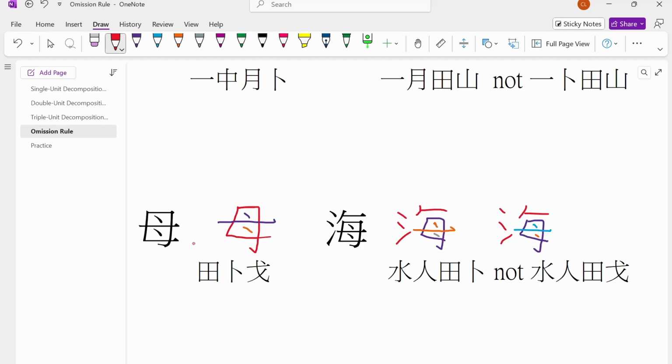As another example, the character Mo is decomposed as Tin Buk Guo. The dot is the final part of the character. But in the character Hoi, the crown becomes the final radical, so it's decomposed as 水人田 book and not 水人田锅.